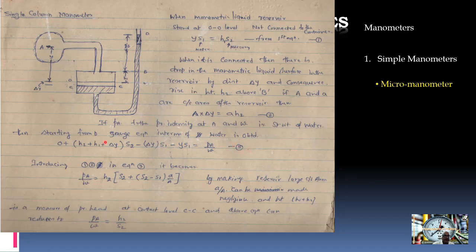Now introducing equation number 1 and equation number 2 in equation number 3, PA by W is equal to H2 into S2 plus (S2 minus S1) into small a upon capital A. Then by making the reservoir of large cross-sectional area, this ratio, small a upon capital A, can be made 0. So the equation reduces to PA by W is equal to H2 into S2. This way also you can write the equation.